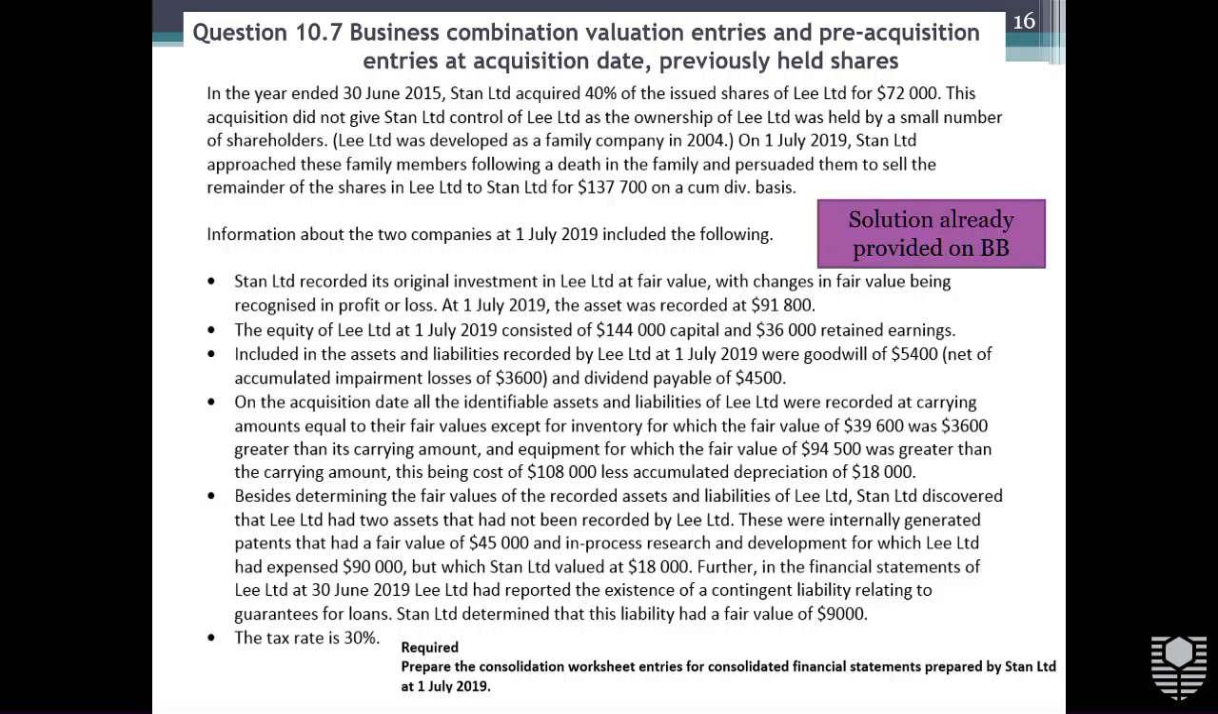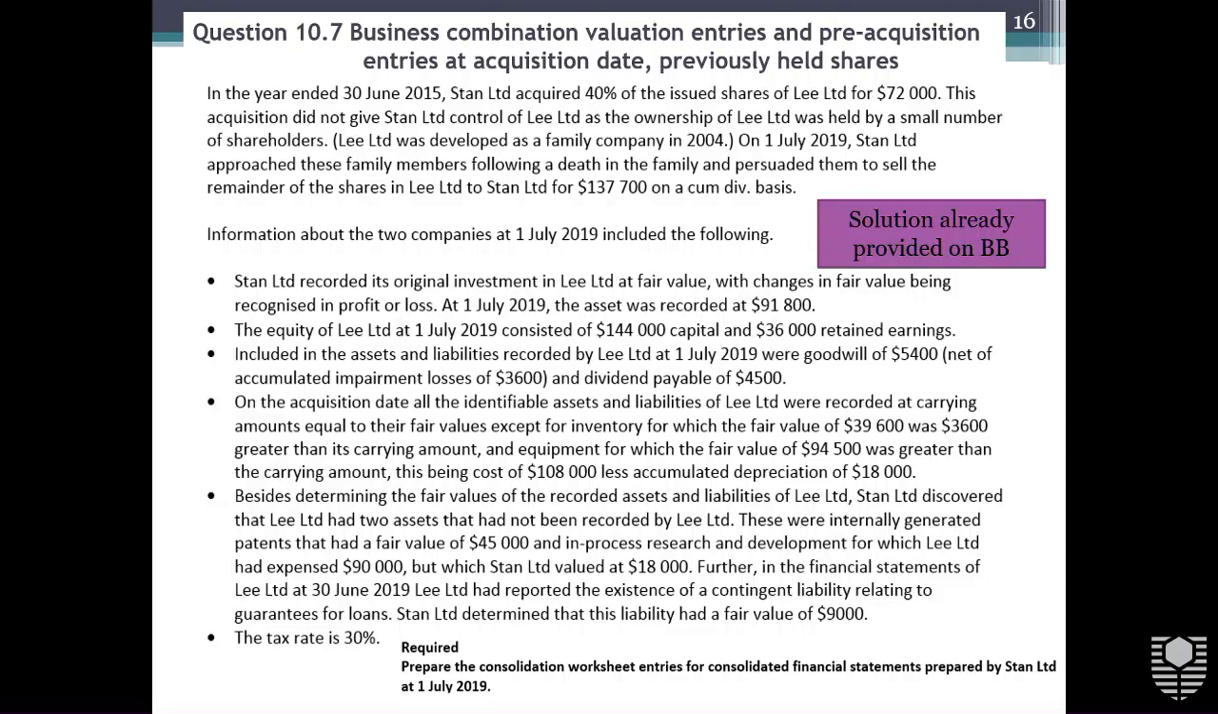Number 1, do the acquisition analysis. Number 2, do your business combination valuation entry. So that's recognising the differences between the carrying amount and the fair value of the existing assets and adjusting for any new items that have to go in, any intangibles or contingencies. And the third step is your pre-acquisition entry. Pre-acquisition entry is to write out your equity and nil out your business combination valuation reserve.